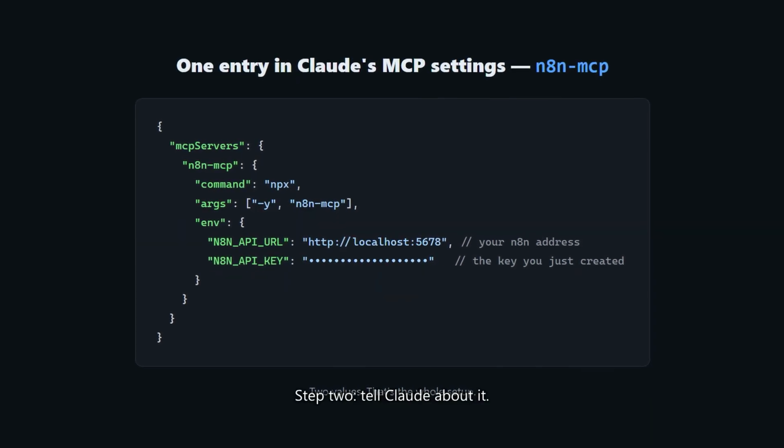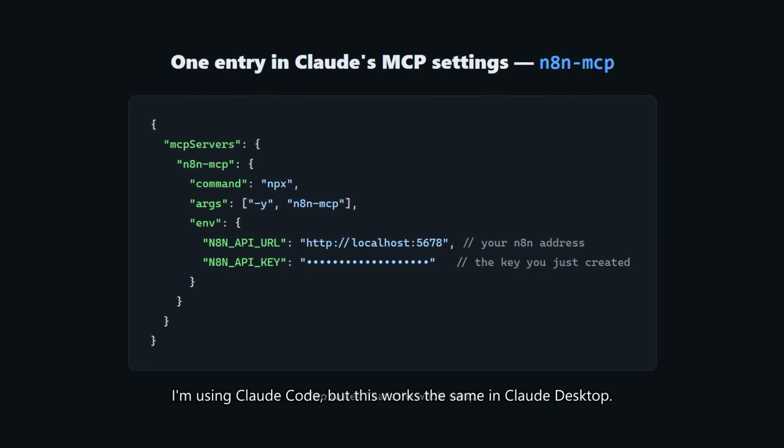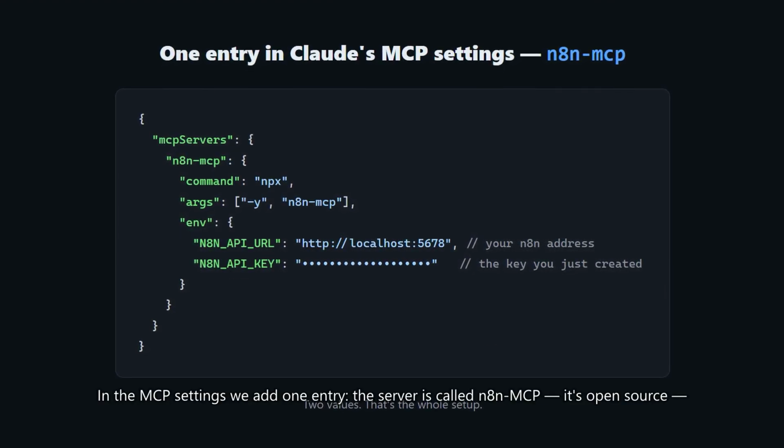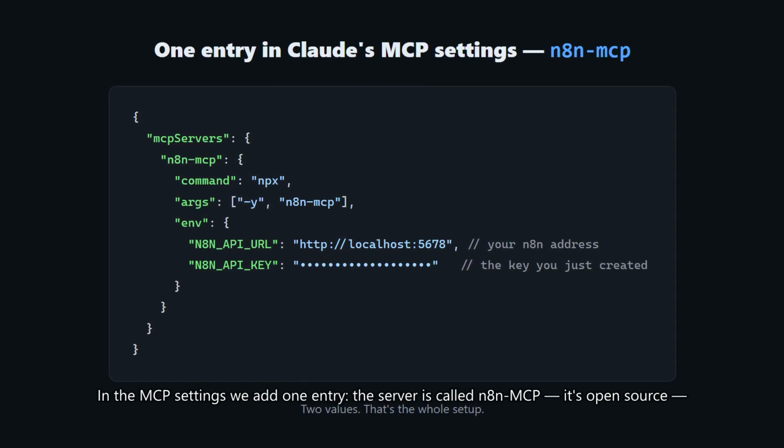Step 2, tell Claude about it. I'm using Claude Code, but this works the same in Claude Desktop. In the MCP settings, we add one entry. The server is called n8n MCP. It's open source, and it gets two pieces of information: the address of our n8n instance and the API key we just created. That's the whole configuration.